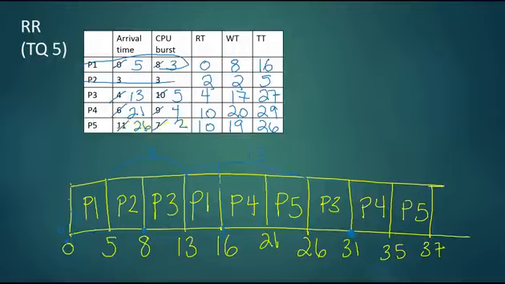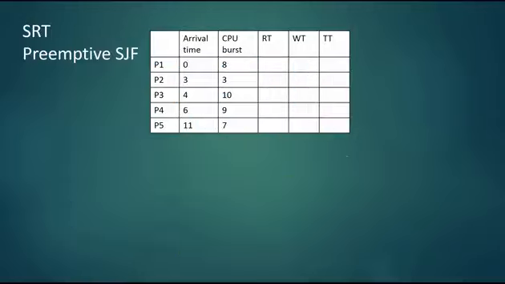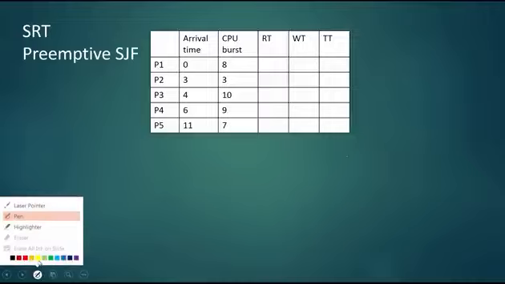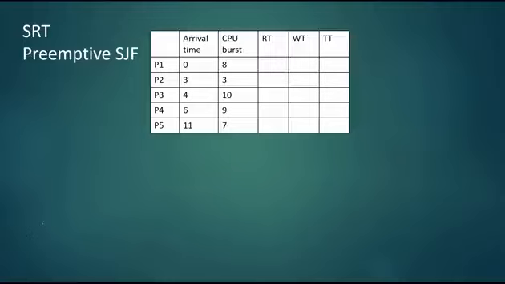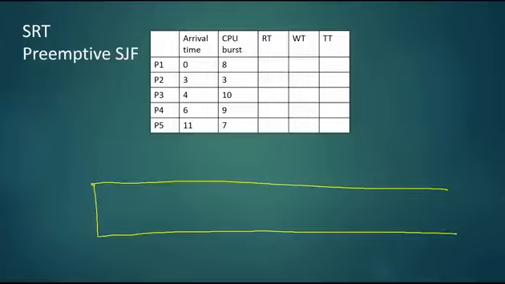So let's move on to the next exercise, which is shortest remaining time, or shortest job first preemptive. So in this case, we're going to use 5 processes again, and we'll make our Gantt chart. And this you have to keep track of. If a process is arriving and its CPU burst is shorter than the time that is left on the process that was just executing, then it's going to preempt.